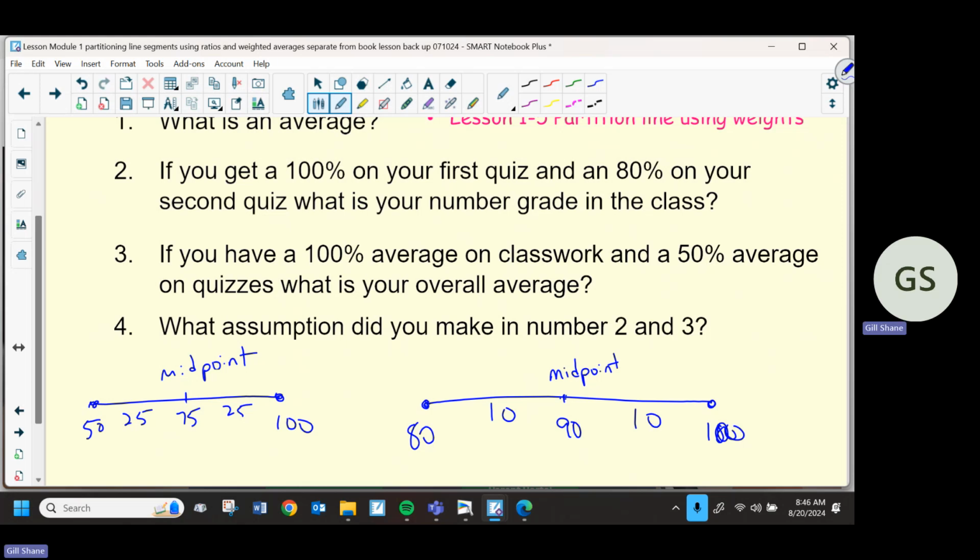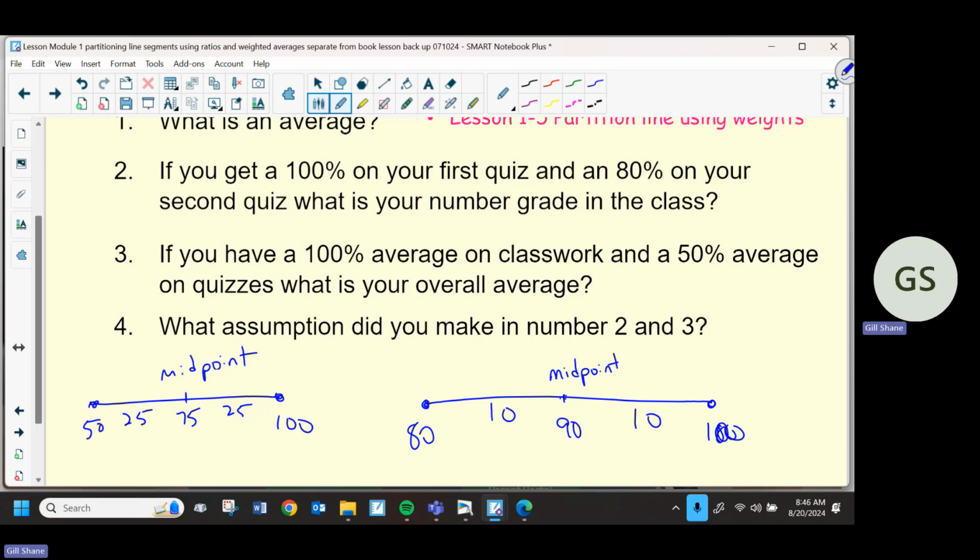But what are we assuming in those two questions? What are we assuming when we do that? Kids go, I don't know, you're the teacher.